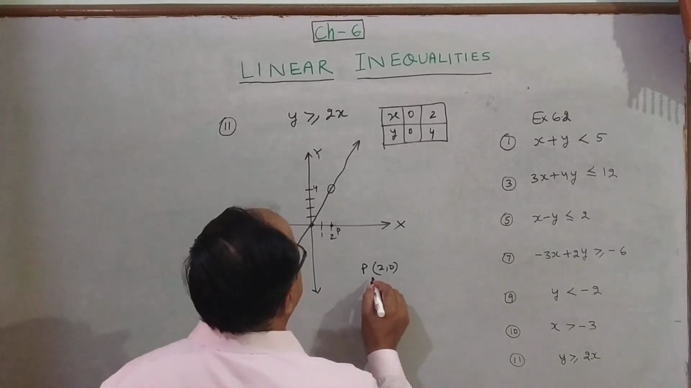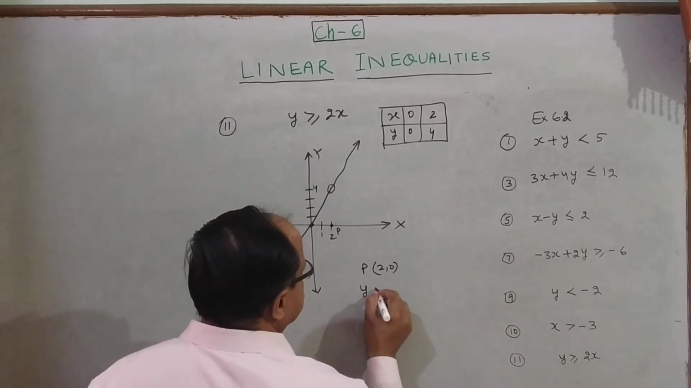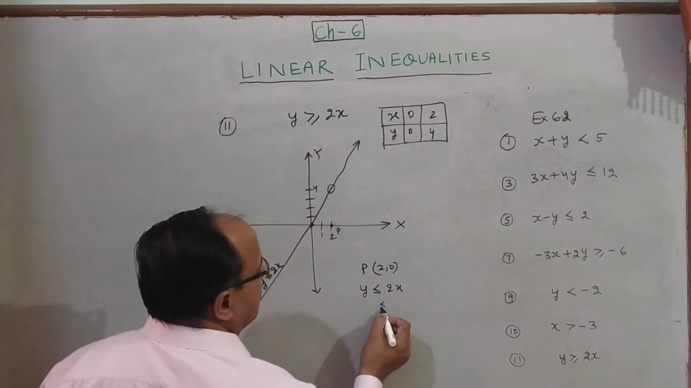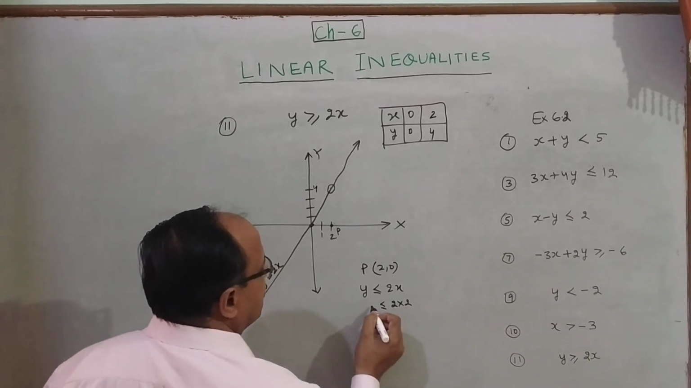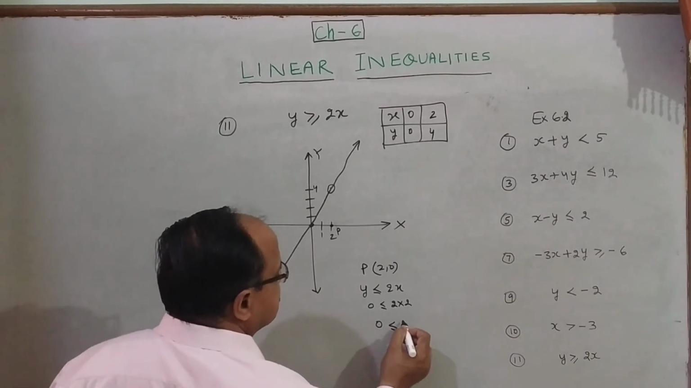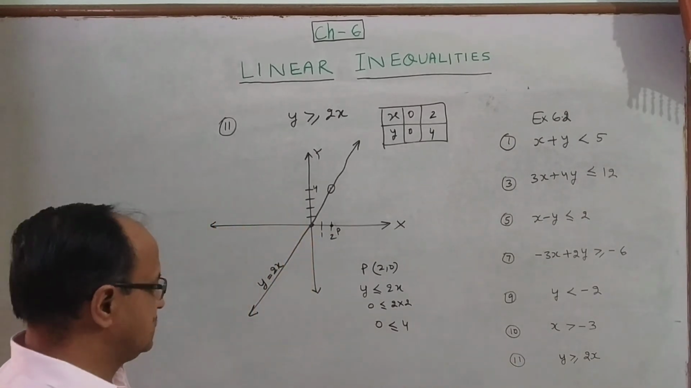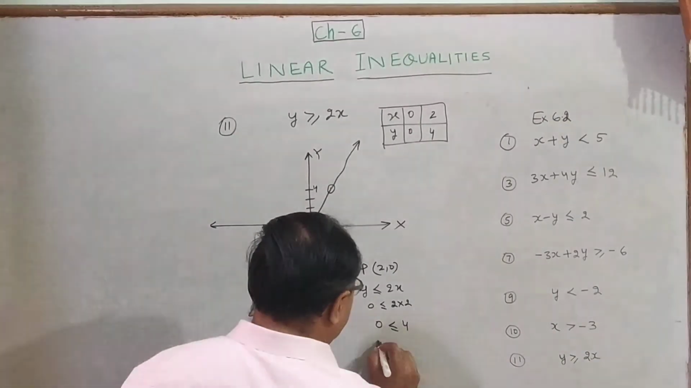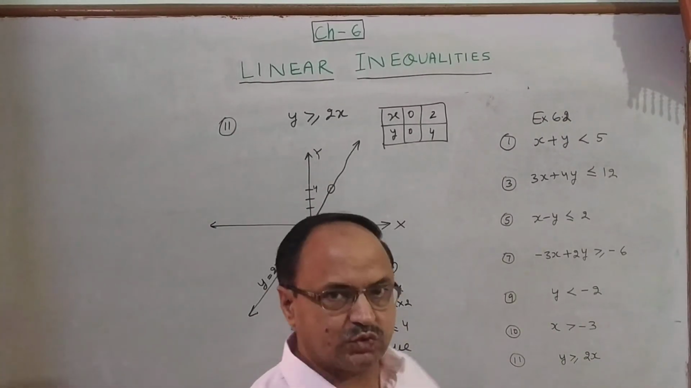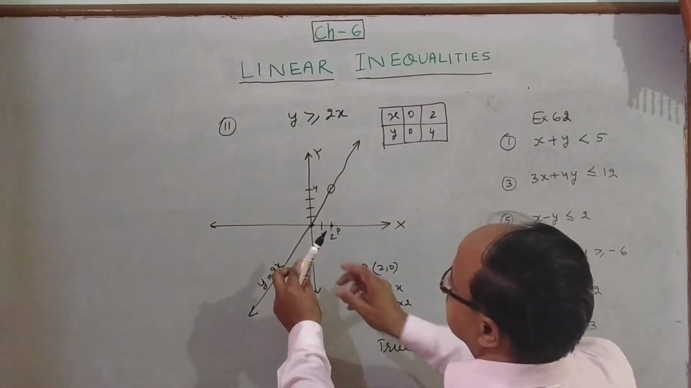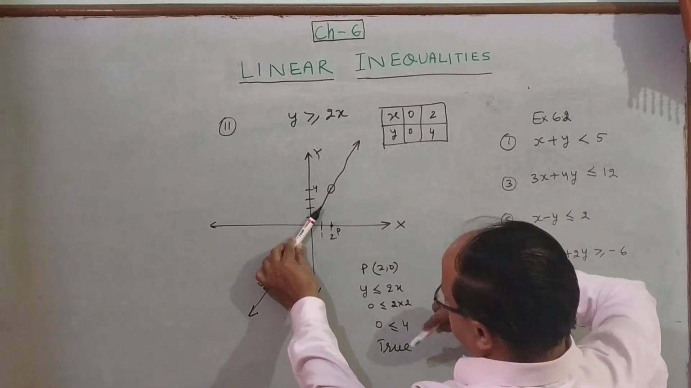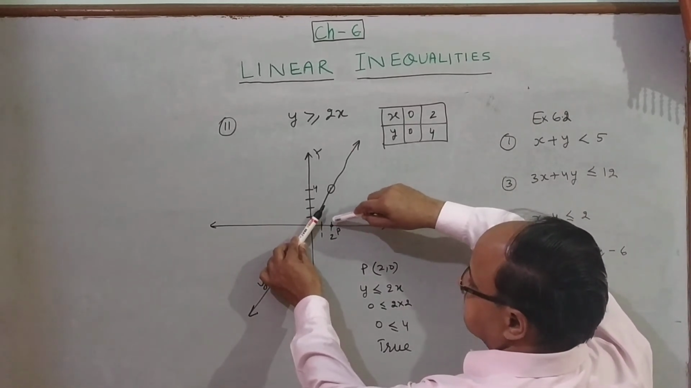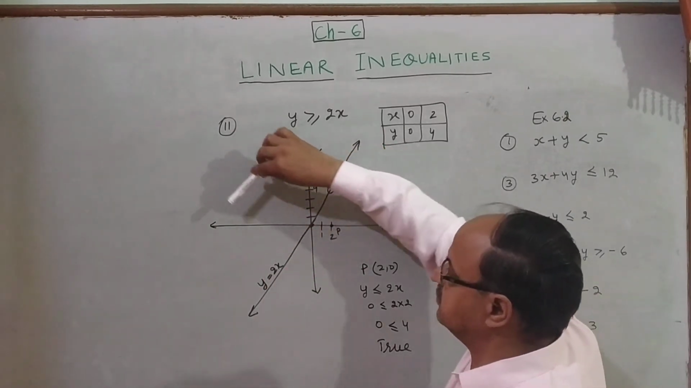You can choose any point from the x-axis or y-axis. Choose this point and check whether this point satisfies this inequality or not. Y less than or equal to 2x. Put x is equal to 2 and y is equal to 0. 0 less than or equal to 4. It is true. If it is true, then towards the point. If it is false, then away from the point.